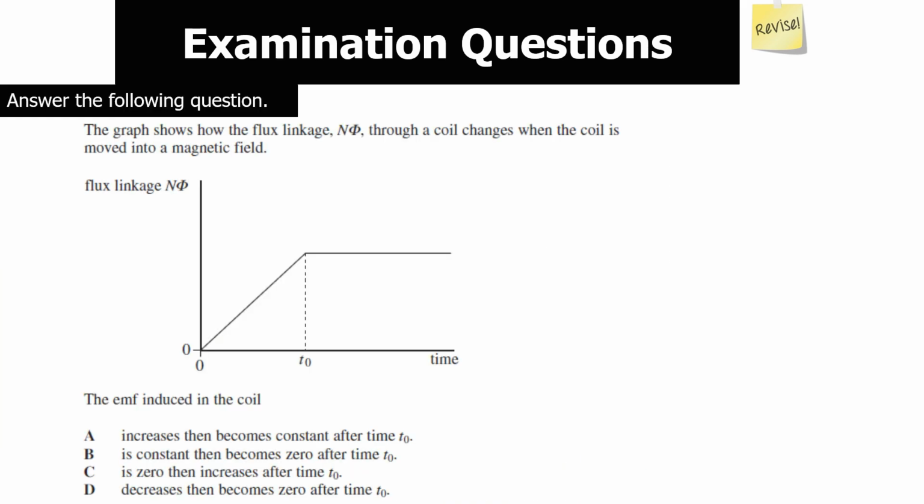The next question says, the graph shows how the flux linkage through a coil changes when the coil is moved into a magnetic field. The EMF induced in the coil is what? So pause the video now, then unpause the video when you want to go through your answer.